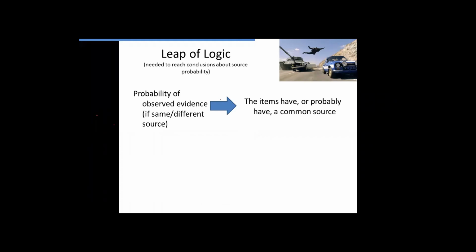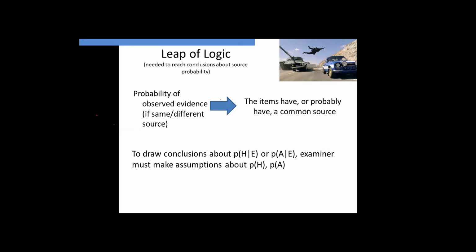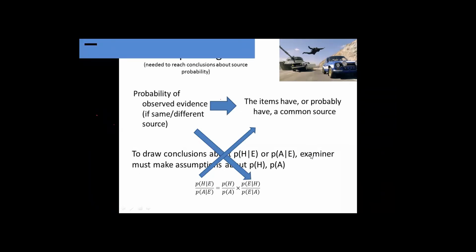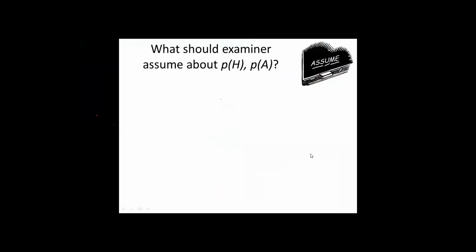And the expert's trying to use that to draw conclusions about whether the items have or probably have the same source. So in order to draw conclusions about the posterior probabilities, the expert has to make assumptions about the prior probabilities. So the expert's knowledge of the conditionals goes into this part of the Bayesian equation. The conclusion the items have or probably have the same source is this part of the Bayesian equation. They have to be linked by assessment of the prior probability that the items have the same source. So the expert has to make certain assumptions about priors in order to come up with a source probability.